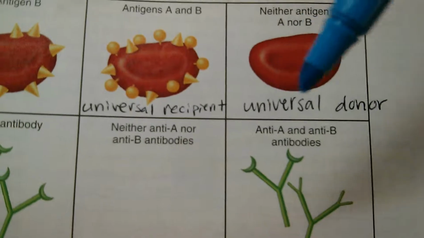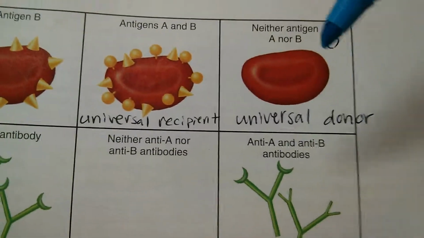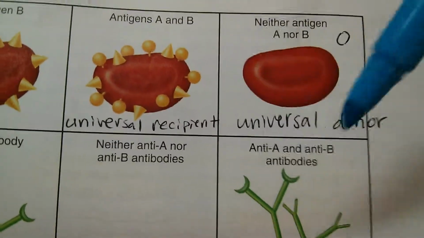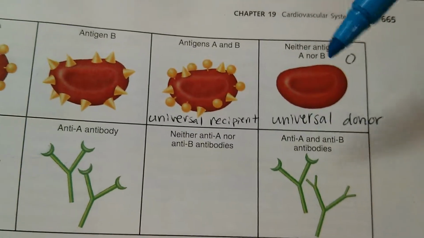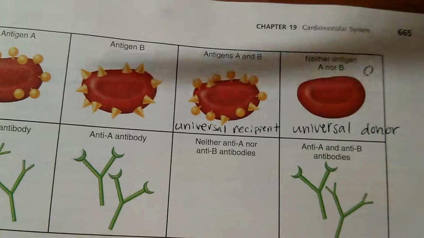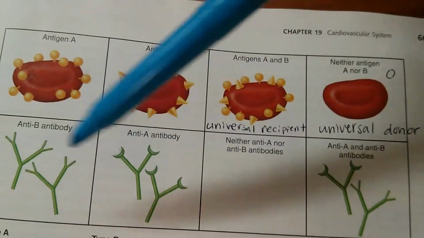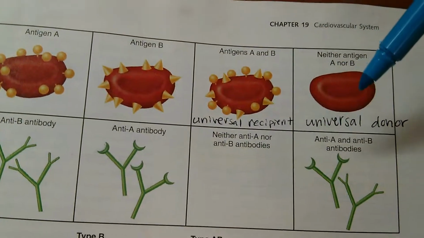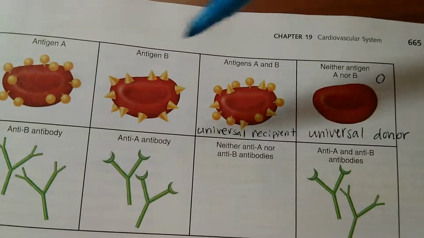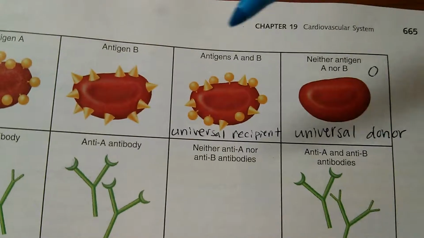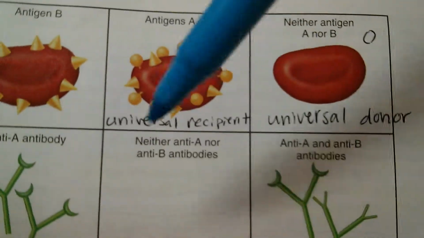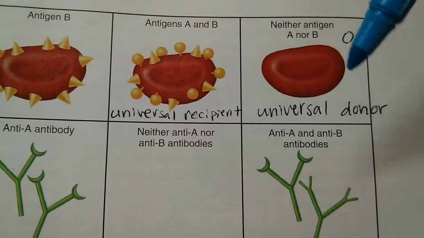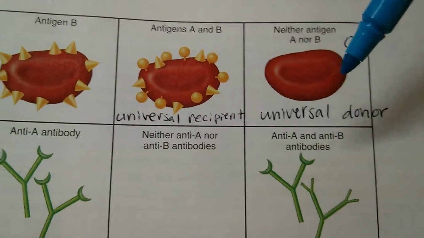Now this person is called the universal donor because they are able to donate blood to anyone. Since they have no antigens, if they were to donate to someone with A, B, or AB, there'd be nothing for the antibodies to attack. So they would come into the person's bloodstream kind of invisible, unnoticed, and there'd be nothing for the antibodies to attack. So these people can donate to anybody, but they can only receive from themselves.